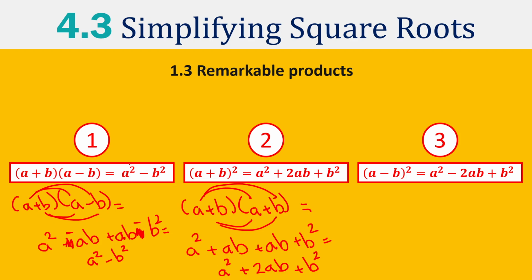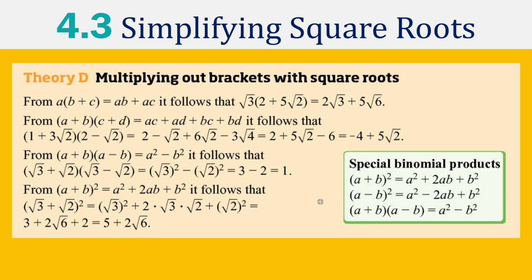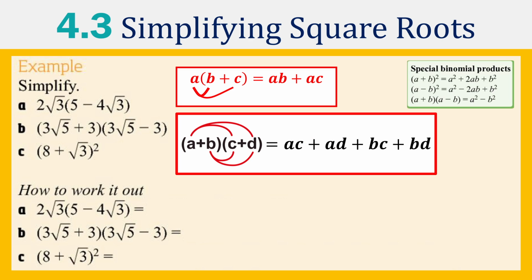Okay. You can use the remarkable products. You can use multiplying out the brackets using the parrot speak method. You find the same answer. Just know that this sometimes will come back later on in the course as well. But for now, you can avoid it if you want to. We're going to use this method and those theories when multiplying out brackets with square roots. And instead of showing you this, I'm just going to show you some examples.